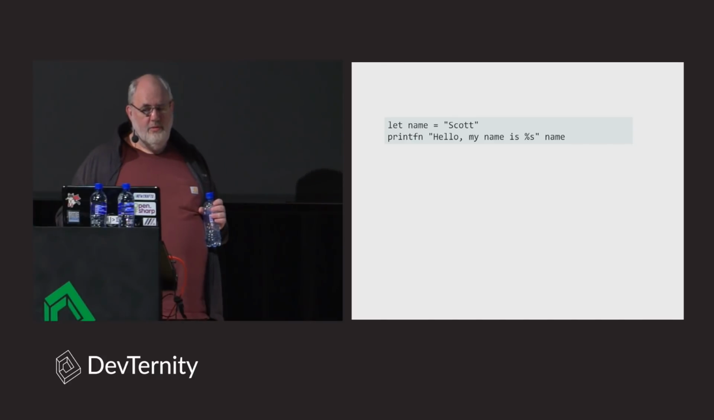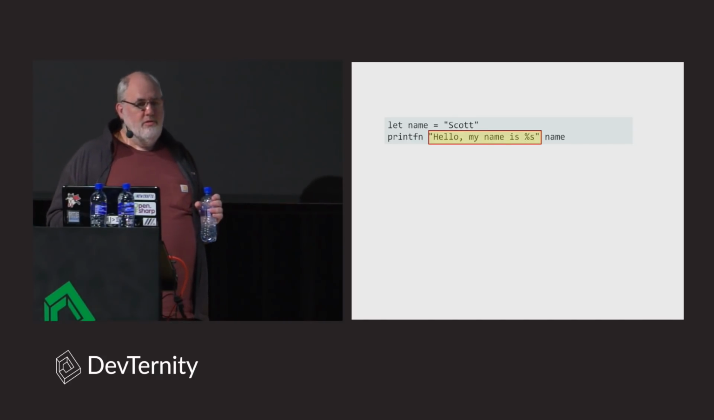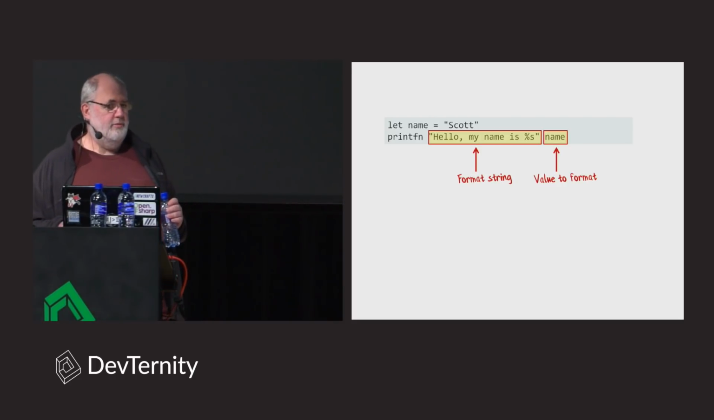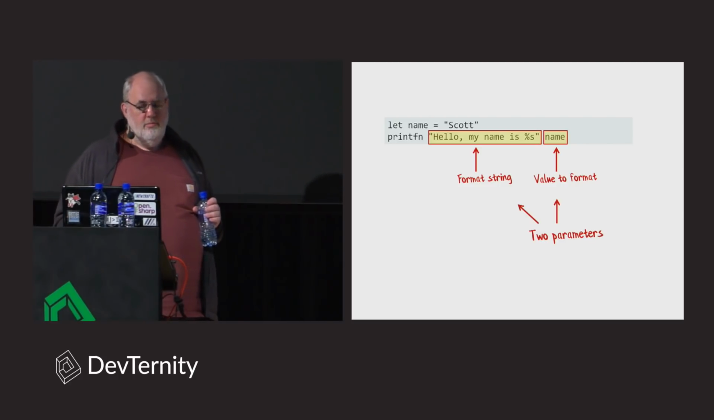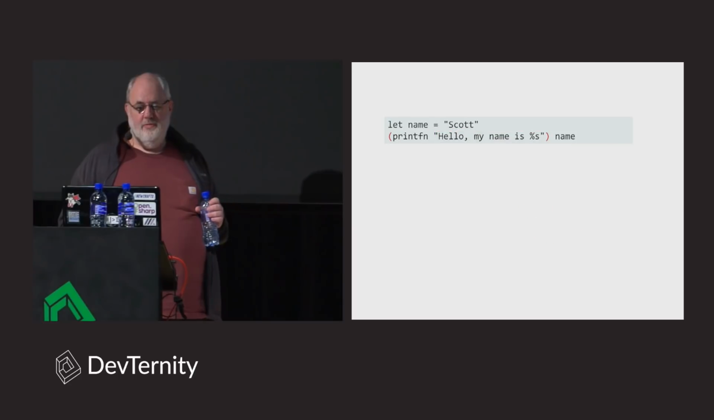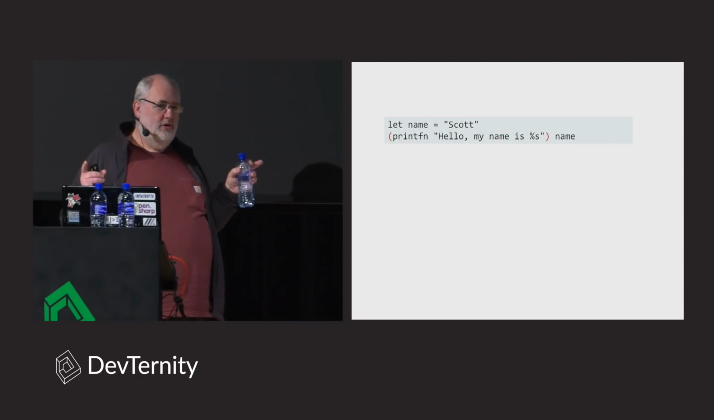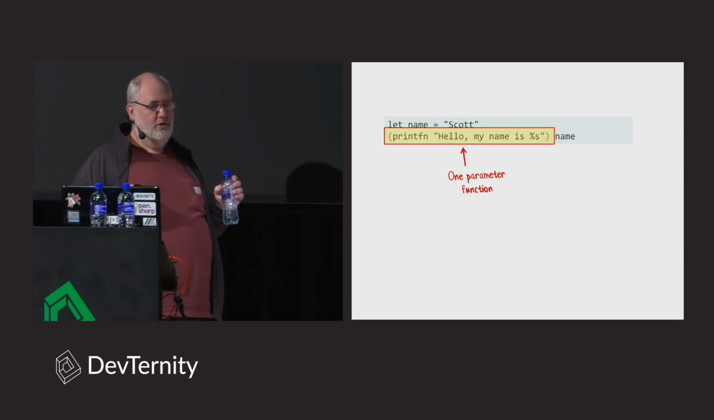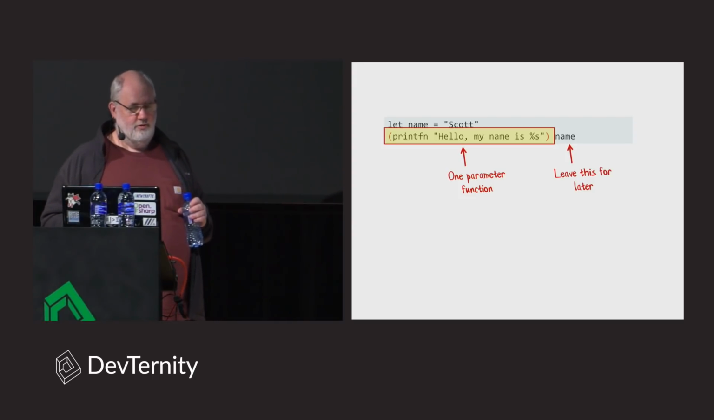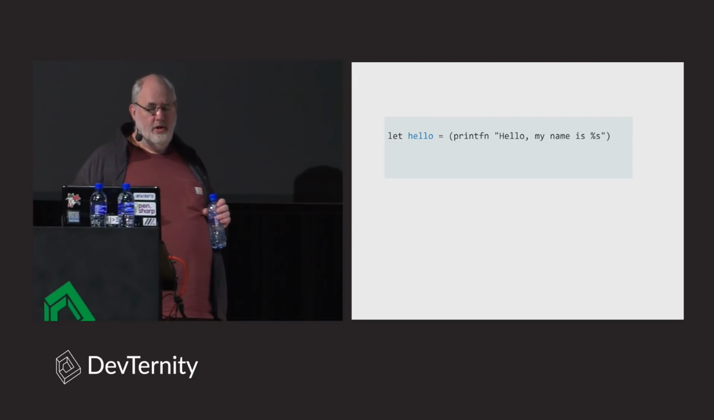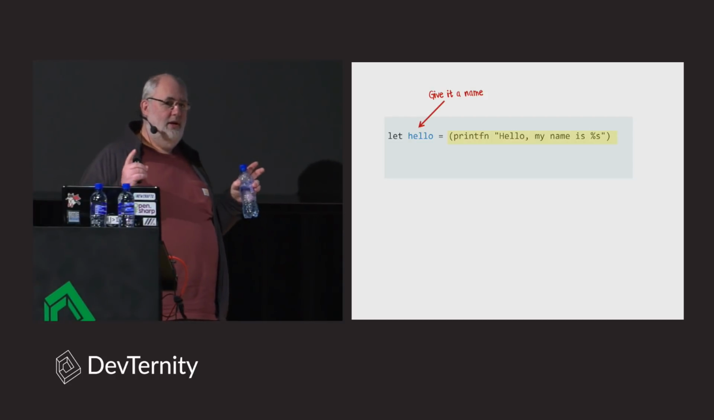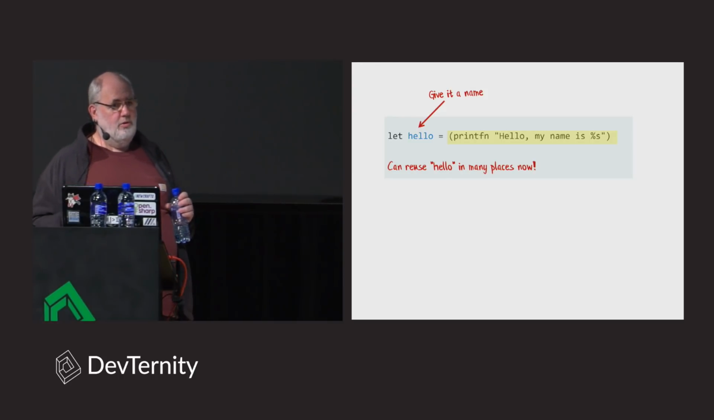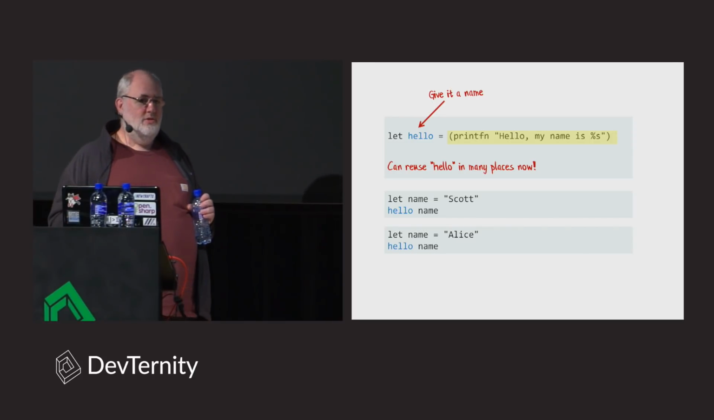So let's say here I'm printing my name, and the print function has 2 parameters. It has the format string, and then it has the value that you want to format. So it's a 2-parameter function. But that's not very helpful in terms of reuse. So what I'm going to do is take the print function and the first parameter only, that whole thing, and that is now a 1-parameter function. And I'm going to forget about the second parameter for now. Then I can assign that thing to a name, because it's a thing. I can call it hello. And now I've got some reusable code. I can reuse this hello with my name or with somebody else's name.